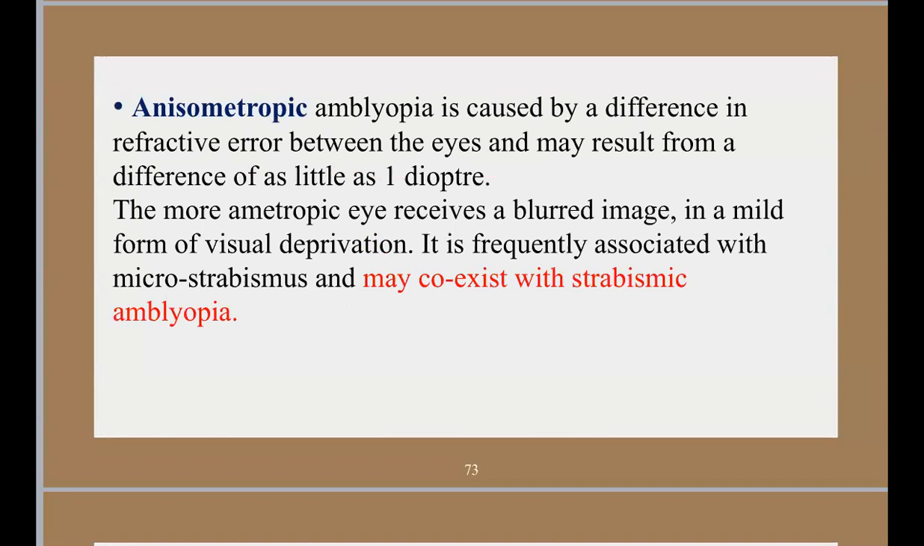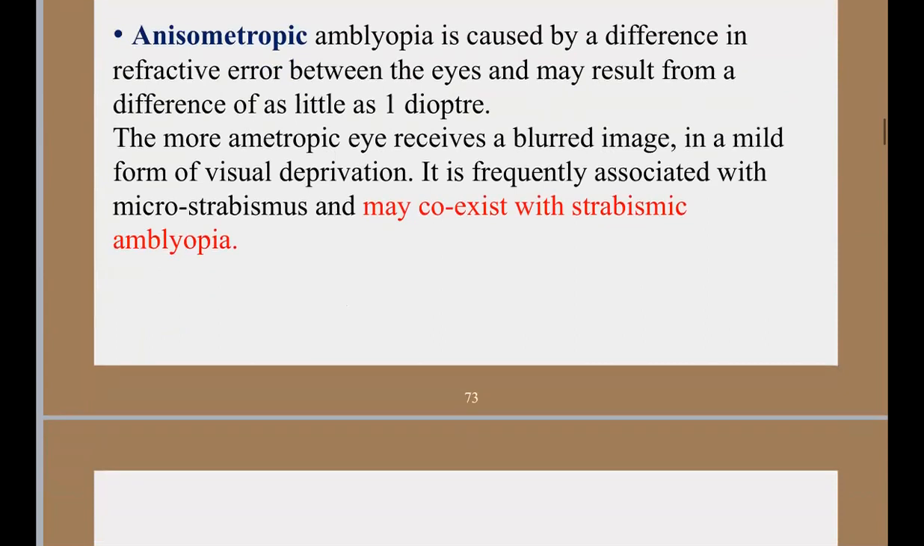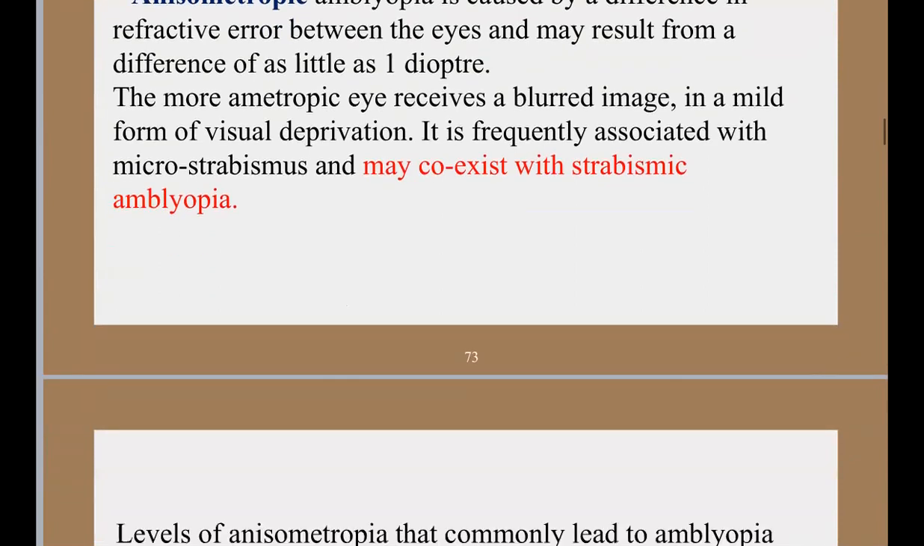Anisometropic amblyopia is high refractive error in one eye while the other eye is normal. This is also common, and this may coexist with strabismic amblyopia. So here, this is important in order to treat all causes of amblyopia, either it is strabismus alone or strabismus with anisometropia.